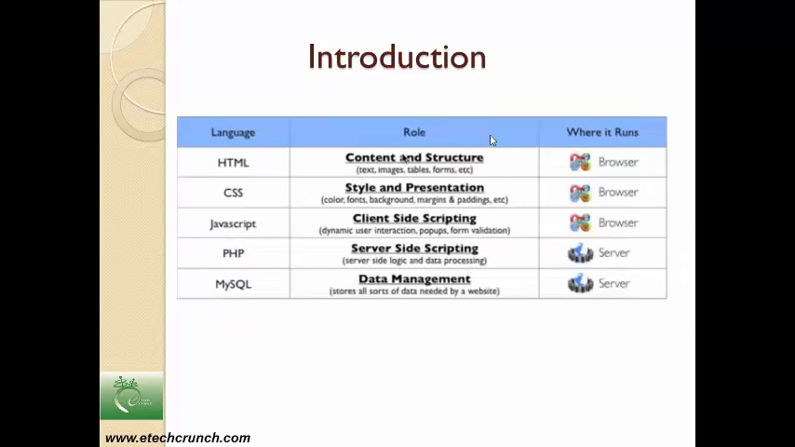Here, this table shows differences between different types of languages being used in today's development of the web. First of all, HTML. HTML handles the basic contents and structure like text, images, tables, and forms. It basically shows the static side of a web page, and it runs on a web browser. On the other hand, CSS handles the style and presentation like color, fonts, backgrounds, margins, and padding. If you want to give some colors, change the background, or change the fonts of your web page, CSS can help, and it also runs at the browser side.